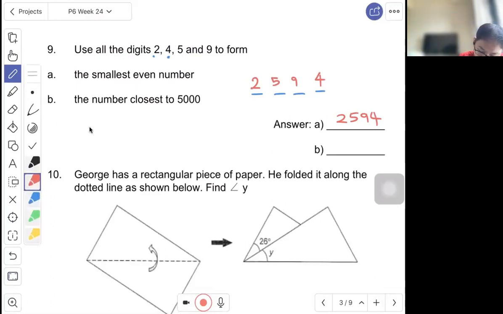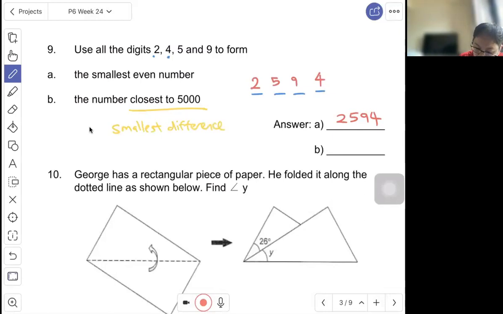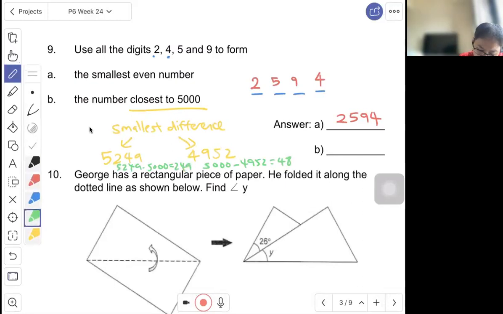Next, they want the number that is closest to 5,000. So the smallest difference will be closer. You may have these two possible answers, 5249 and 4952. You minus, and you realize that 5249 minus 5,000 gives you 249, and 5,000 minus 4952 gives you 48. So 48 is a smaller difference than 249. So 4952 will be closer.